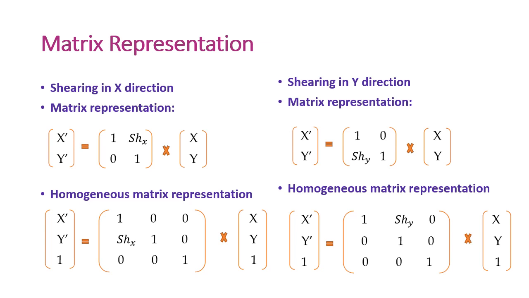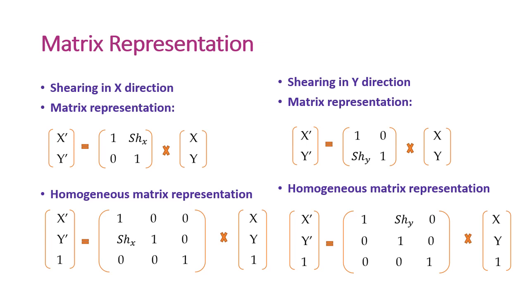Now next we'll see the shearing in y direction. So matrix representation for shearing in y direction, we get new coordinates of an object, that is x dash y dash is equal to, we have to multiply shearing matrix to original coordinates of an object. So [1 0; shy 1], where shy is the shear parameter in y direction, into original coordinates of an object.